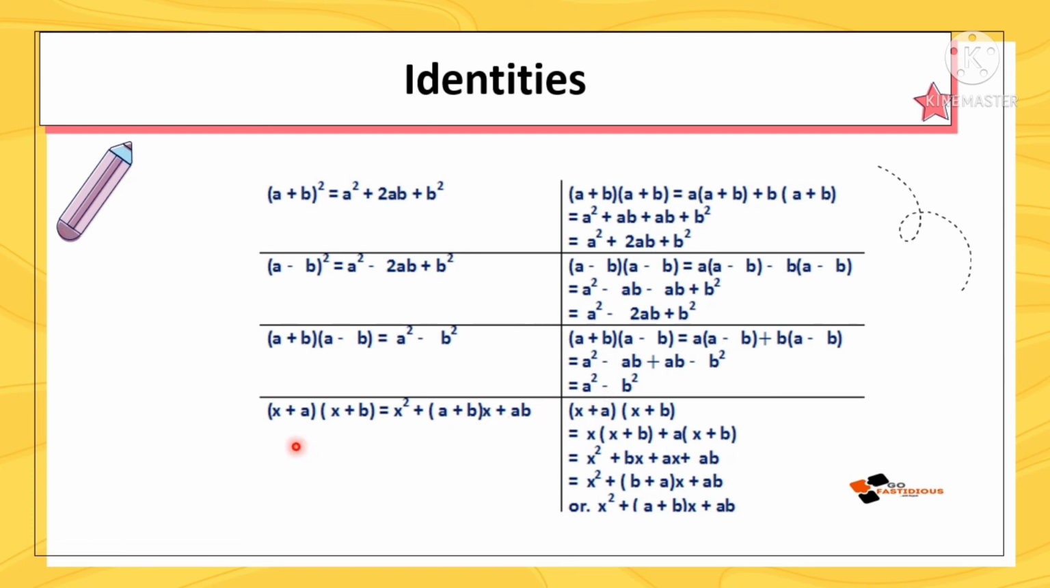And last is x plus a, x plus b. So same multiplication of binomial by binomial. First x will multiply it by x plus b, then a will multiply it by x plus b. Let's open the bracket. X into x, x square, x into b, bx, a into x, ax, and a into b, ab. X square as it is, plus now bx plus ax. Since x is common, we can take out x outside. We are left with b plus a inside, plus ab as it is, or this can be written as x square plus a plus b x plus ab.